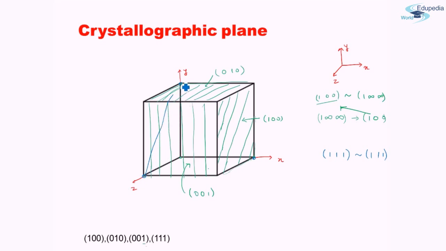If we join these two points, it should be a straight line, and if we join these two points as well, then the plane we get is something like this. It's inclined to all three axes, therefore it cuts all three axes, right? This plane is the 1 1 1 plane which we required. Okay, now let's move to some more practice.